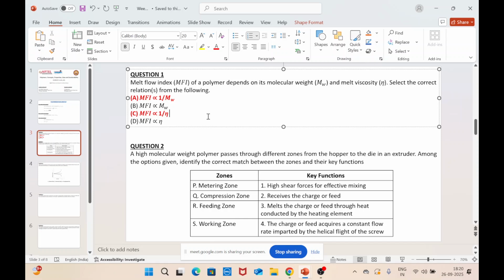So coming to the next question, a high molecular weight polymer is going to pass through different zones from the hopper to the die in an extruder. Among the options given, identify the correct match between the zones and their key functions. So you have different types of zones: your metering zone, compression zone, feeding zone and working zone, and you have certain key functions that are listed in column B. So based on that, we are supposed to match which zone exhibits what type of functions.